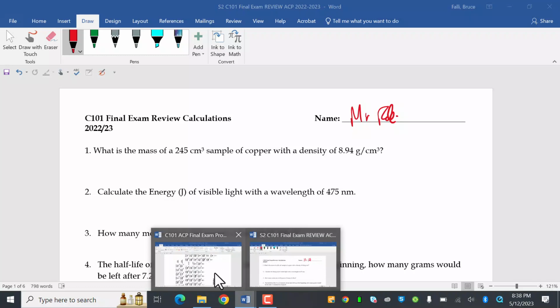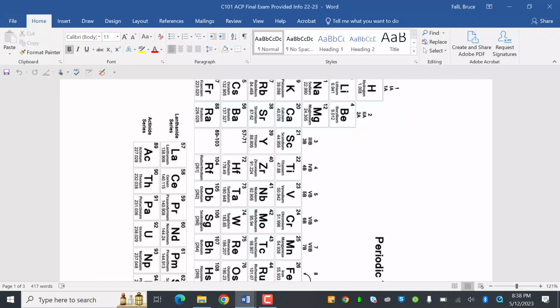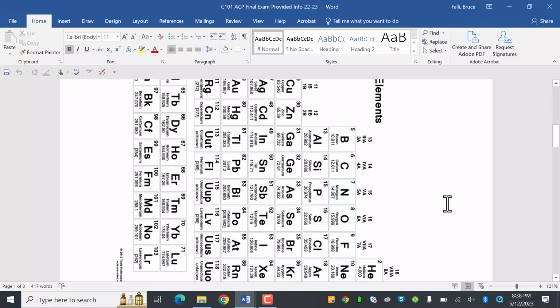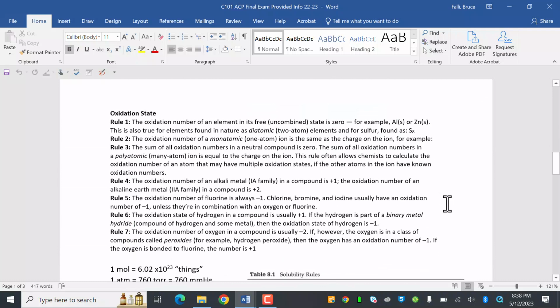Now, before we do that, I think it's important that you look and see at the Chem 101 final exam provided information. It's very helpful to familiarize yourself with what's here. Periodic table, yeah, no kidding.